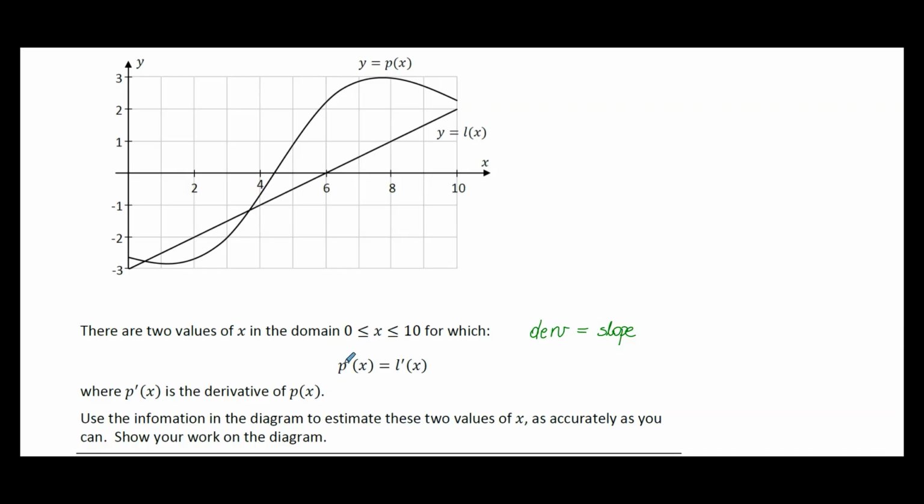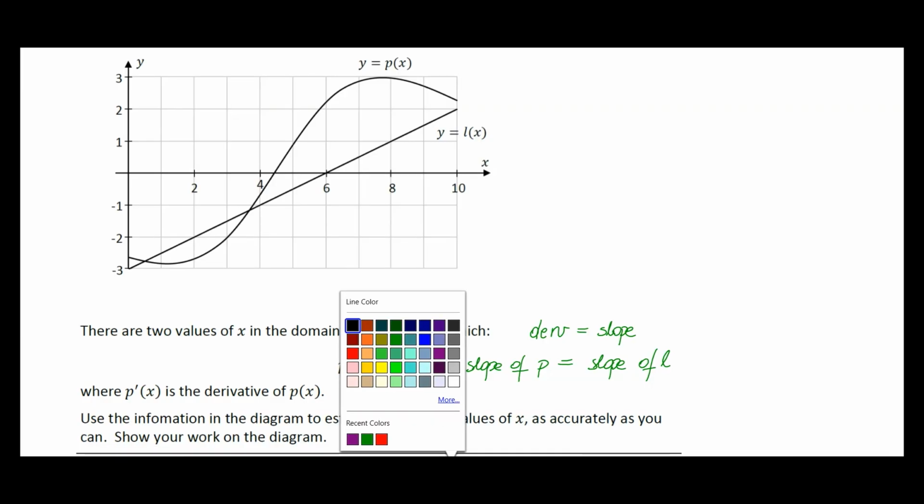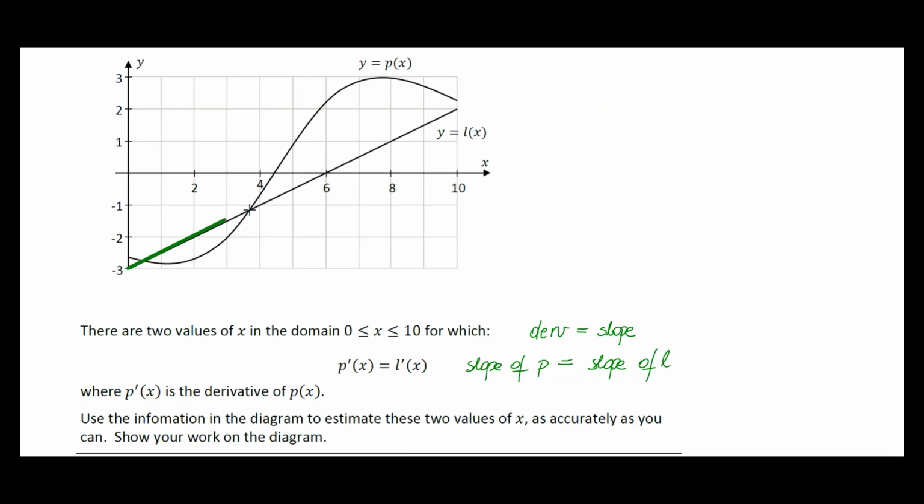So you can read it in a slightly different way: the slope of P is the same as the slope of L. Now, slope of L means what? This is a linear function, so this line itself is the slope, isn't it? If I want the line that has the same slope and to find where that is at Q, I need to basically have parallel lines. Let's get parallel lines here. So I'm just going to draw that over, and then I'm going to move it.